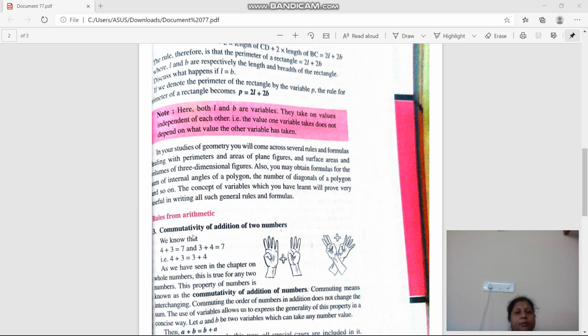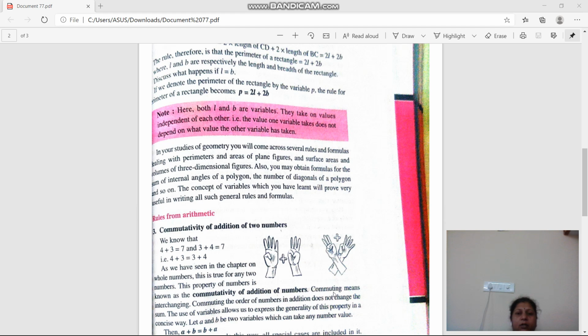Let's start with the commutative property of addition of two numbers. We know that 4 plus 3 is 7 and 3 plus 4 is 7. That means when we add one number to another, we get the same answer as when we add the second number to the first number. As we have seen in the chapter on whole numbers, this is true for any two numbers. This property is known as the commutative property of addition of numbers.